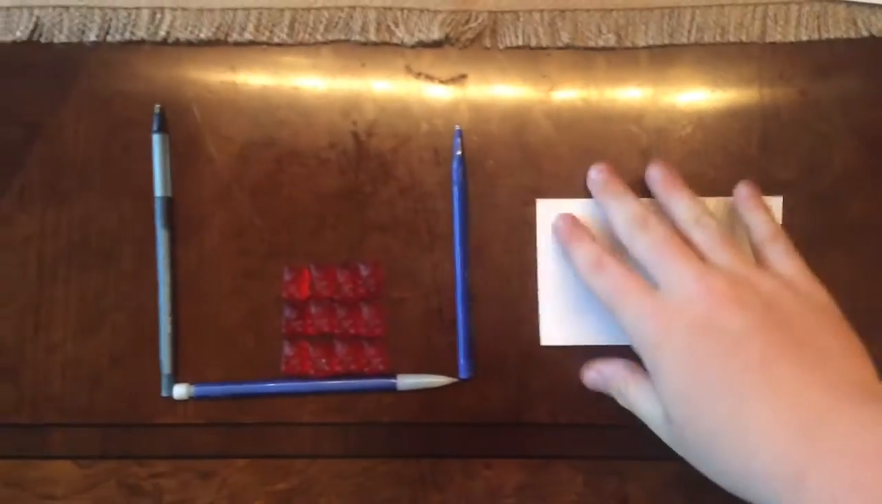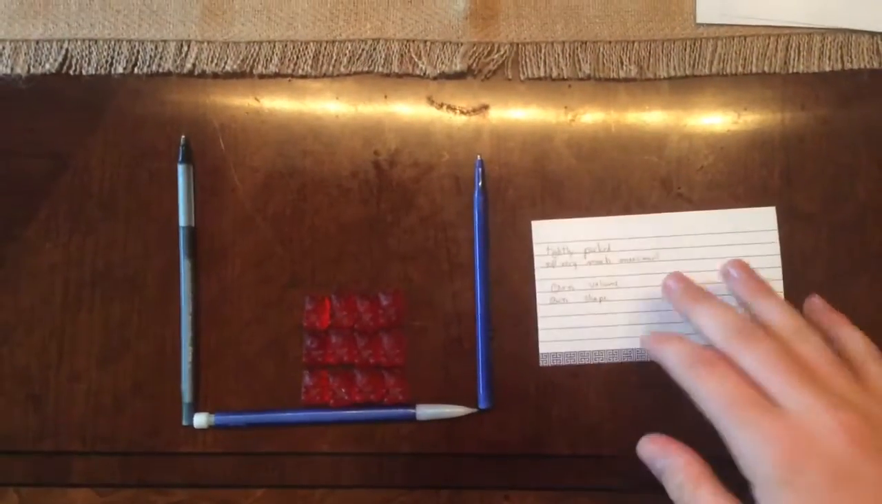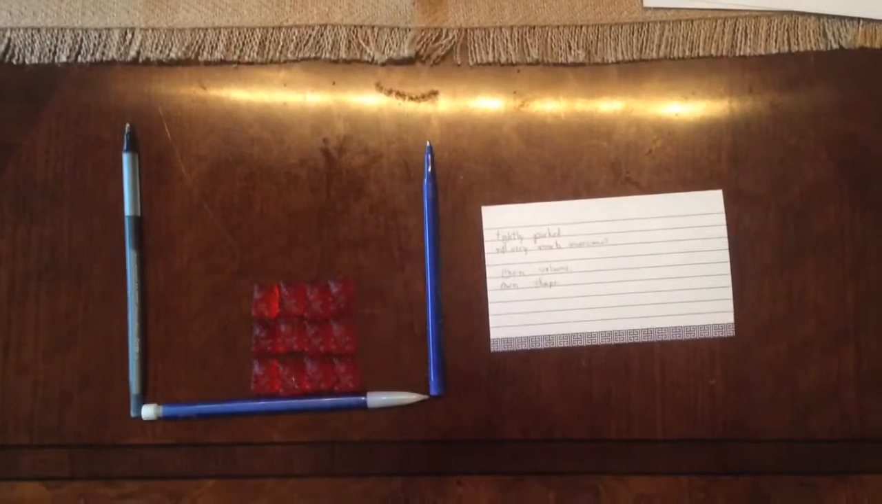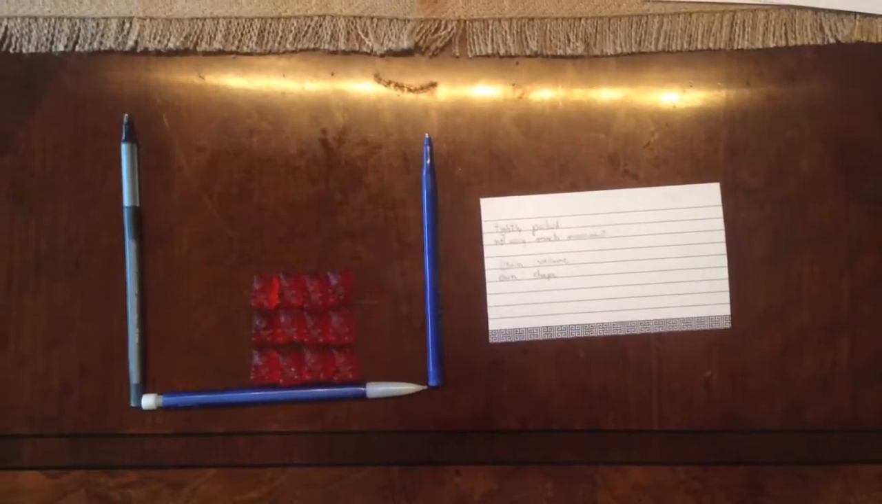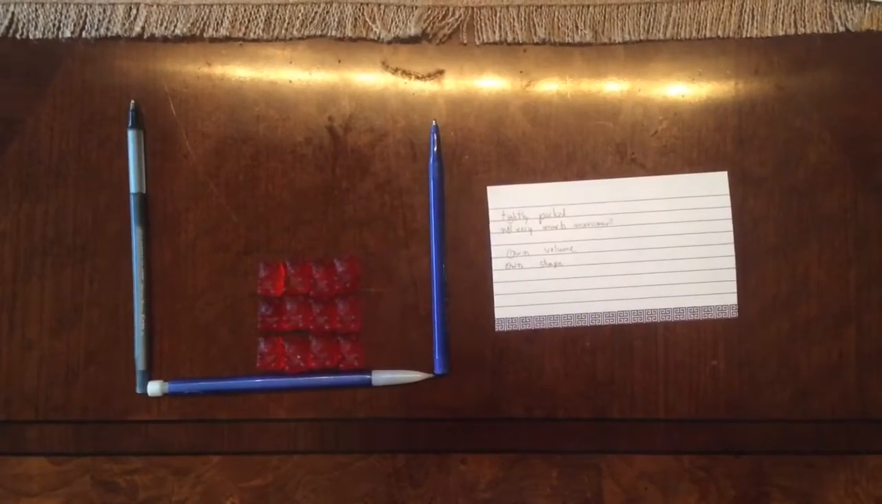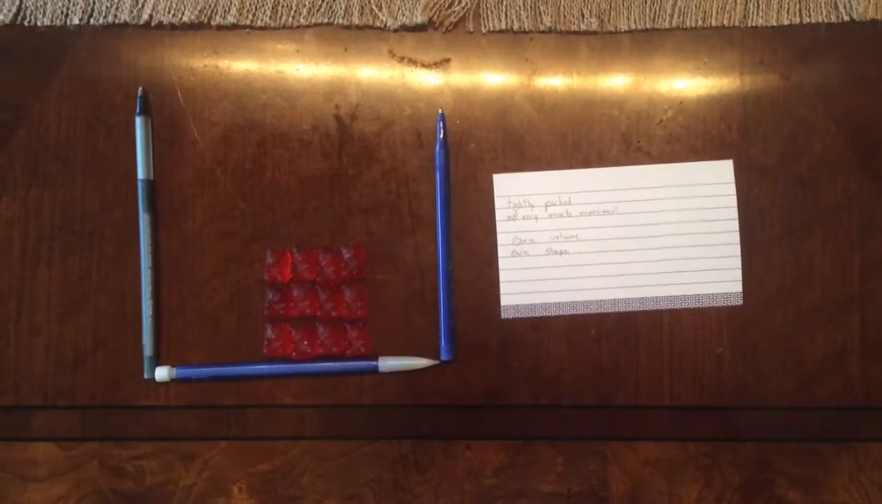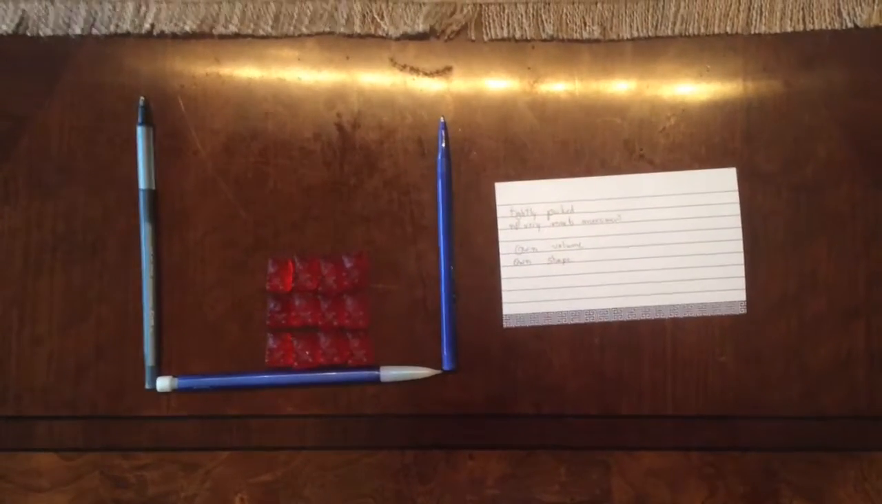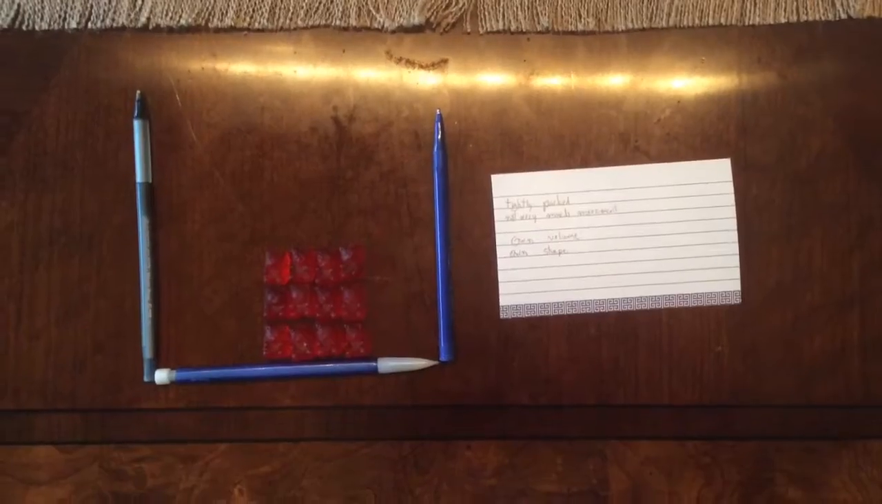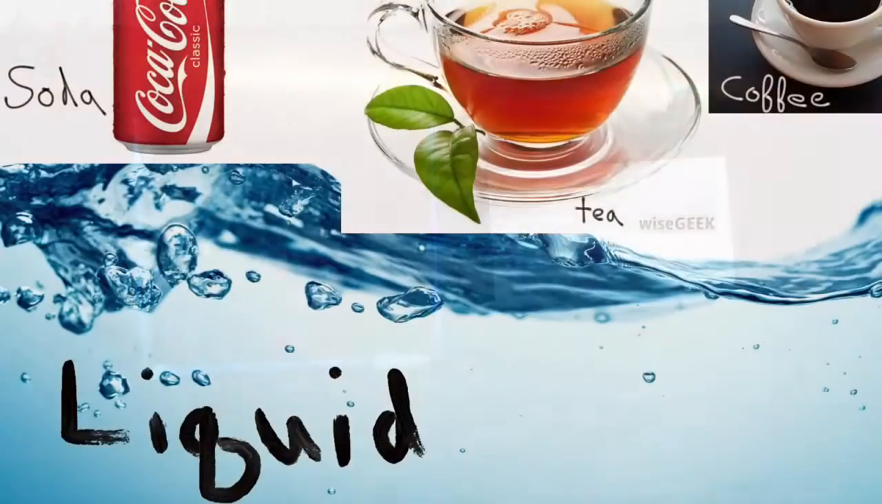In a solid, particles are tightly packed and there's not very much movement, and the solid has its own volume and its own shape. These gummy bears are a solid because they retain their shape inside of the container.